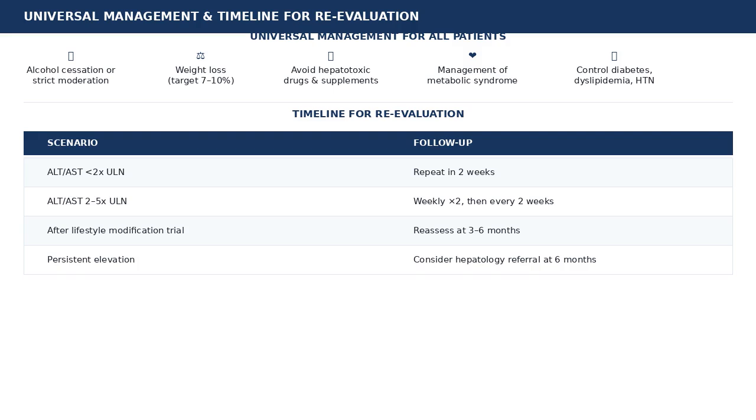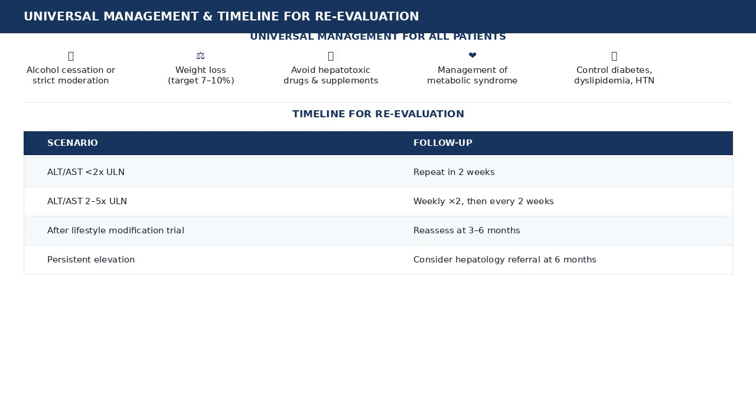Universal management applies to all patients. This includes alcohol cessation or strict moderation, weight loss with a target of 7 to 10% body weight, avoiding hepatotoxic drugs and supplements, management of metabolic syndrome components, and controlling diabetes, dyslipidemia, and hypertension.